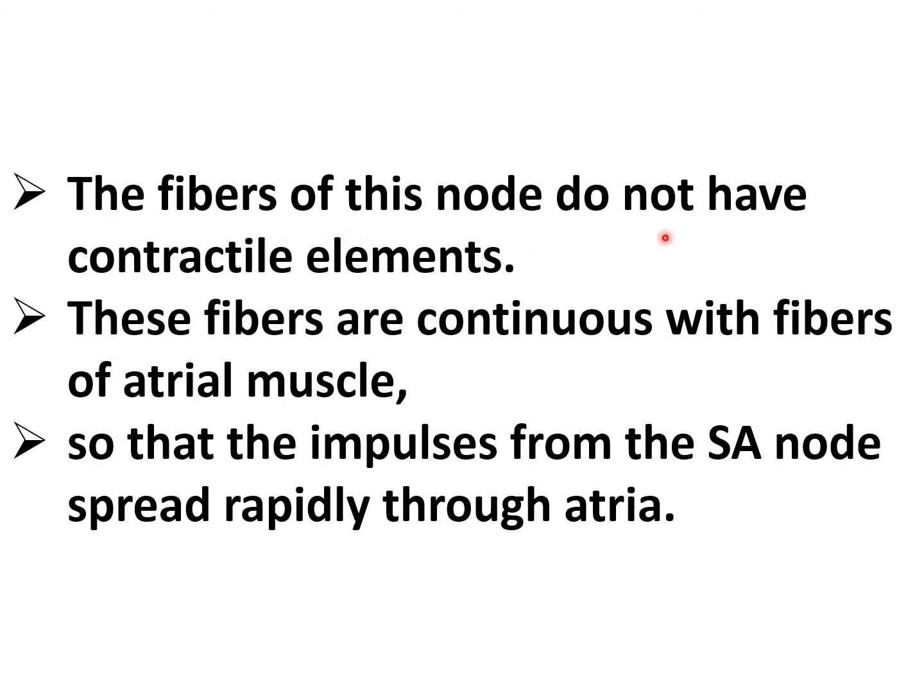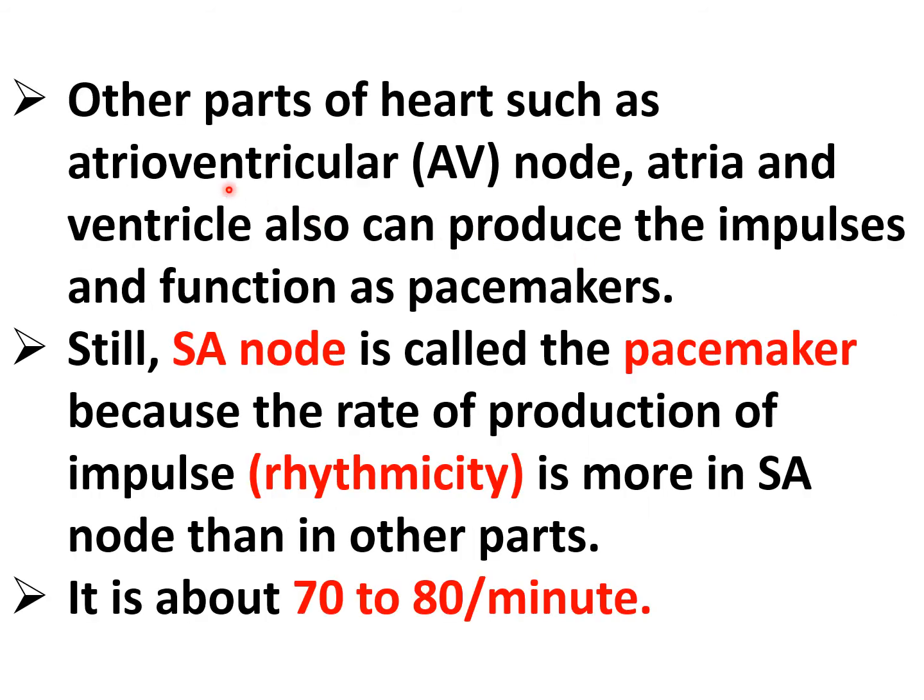The fibers of this node do not have contractile elements, and these fibers are continuous with the fibers of atrial muscle, so that the impulses from the SA node spread rapidly through the atria. Other parts of the heart, such as the atrioventricular or AV node, atria and ventricles, can also produce impulses and function as pacemakers. Still, the SA node is known as the pacemaker because the rate of production of the impulse, meaning rhythmicity, is more in the SA node than in other parts, about 70 to 80 per minute.